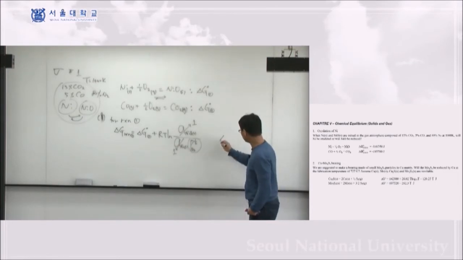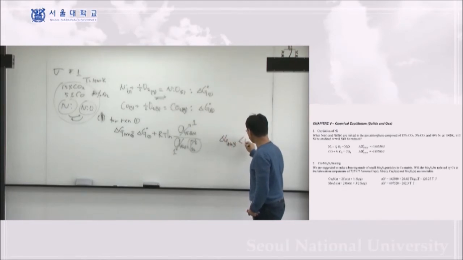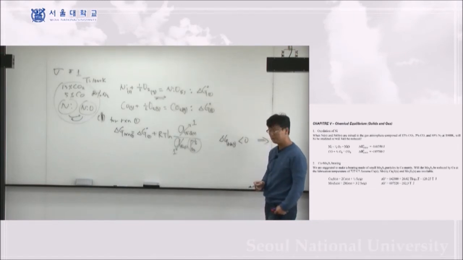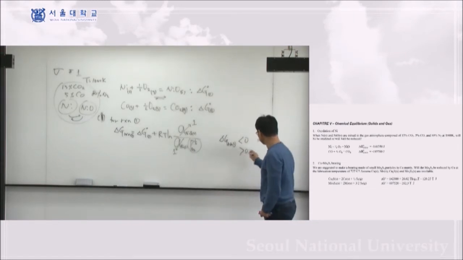If that delta G of reaction is negative, it means I'm having forward reaction. If it is positive, backward reaction. If this is 0, then I'm in the equilibrium state.